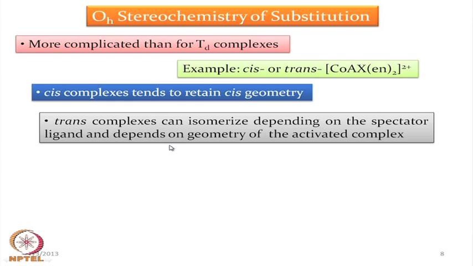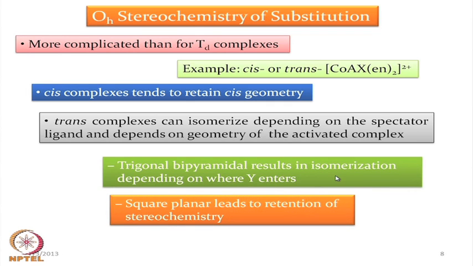If we react both the cis and the trans compounds with the hydroxide groups, we will find that the OH group can react differently with the cobalt complex. In some cases it can retain the cis geometry, or in other cases it can go for a change in the configuration of the system. In trigonal bipyramidal geometry, in most cases it goes for isomerization depending on where the Y enters, and in square planar geometry it leads to retention of the stereochemistry. In our next class we will consider particularly the octahedral geometry, how the cis and trans geometry give rise to different products depending upon the different reactivity with the hydroxide ions.